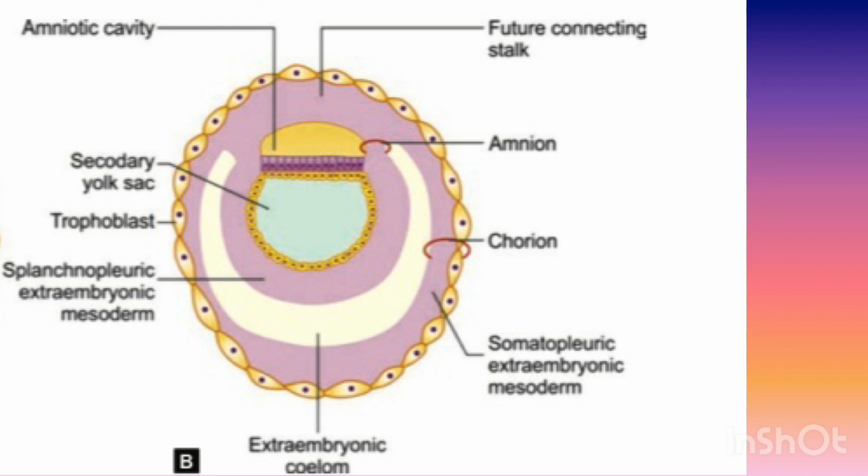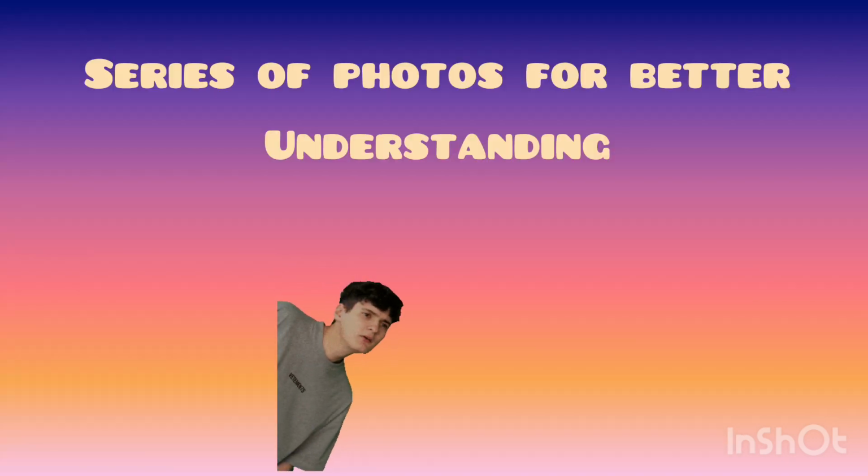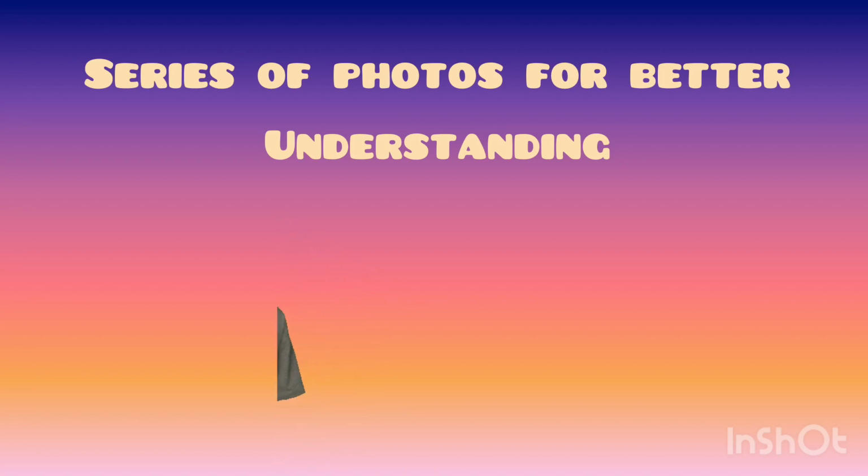With the appearance of the extraembryonic mesoderm and the extraembryonic coelom, the yolk sac now becomes much smaller than before and is now termed as the secondary yolk sac. The extraembryonic coelom does not extend into the part of extraembryonic mesoderm which attaches to the wall of the amniotic cavity, and this is called as the connecting stalk. Look carefully at these series of photos for better understanding.